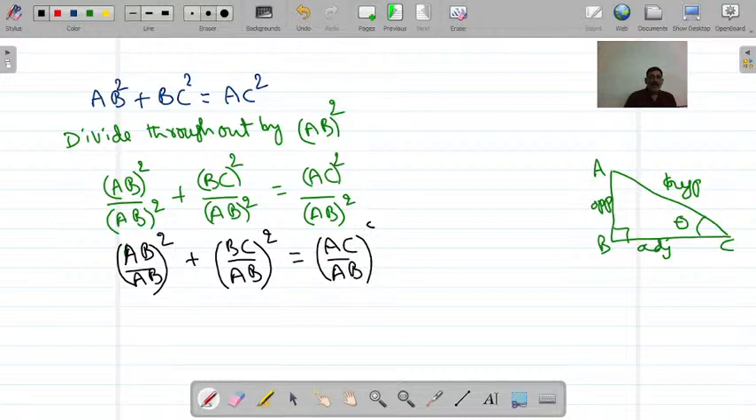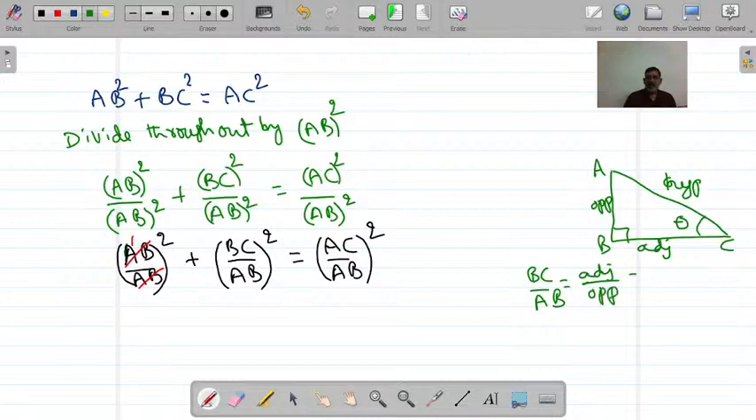Now the immediate observation is AB divides AB one time because both are the same. So it is 1 square. Then what about the remaining? Again in this you want BC by AB. What is BC here? As per this, BC is adjacent, and AB is opposite.